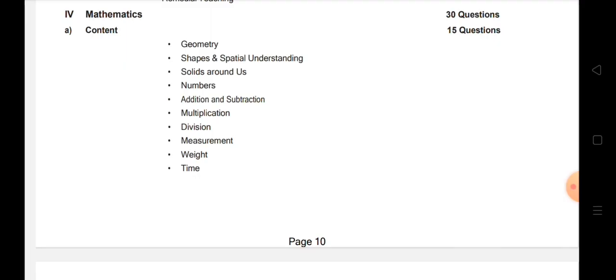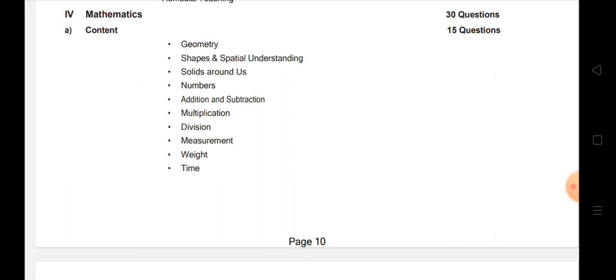Then solids around us, you have to understand the different types of solids, the surface area and volumes you study, right? So those things you should know. The numbers you should know: what are whole numbers, composite numbers, integers, consecutive numbers, even numbers, odd numbers, natural numbers, real numbers, irrational numbers, rational numbers, all these you have to know.